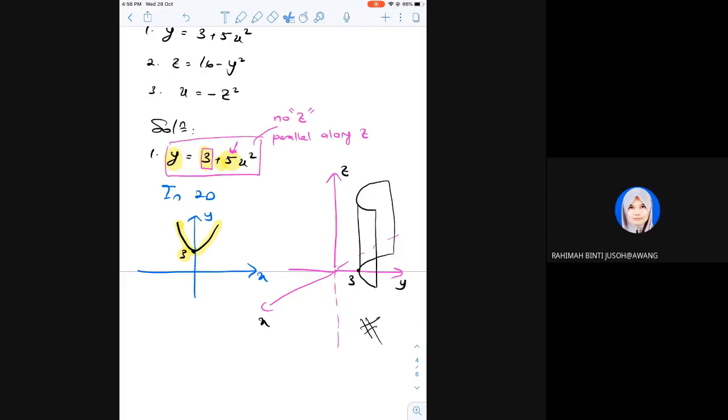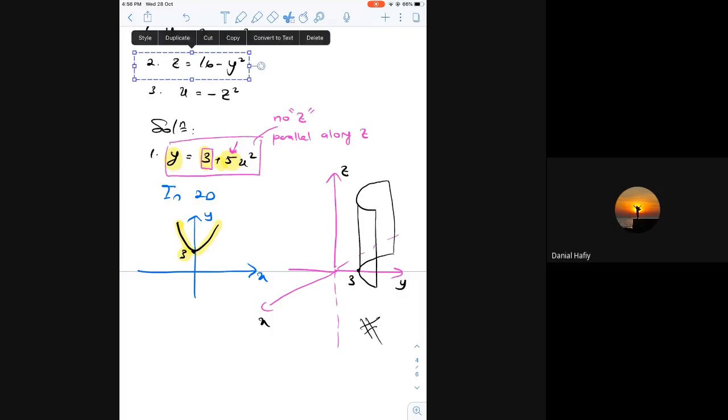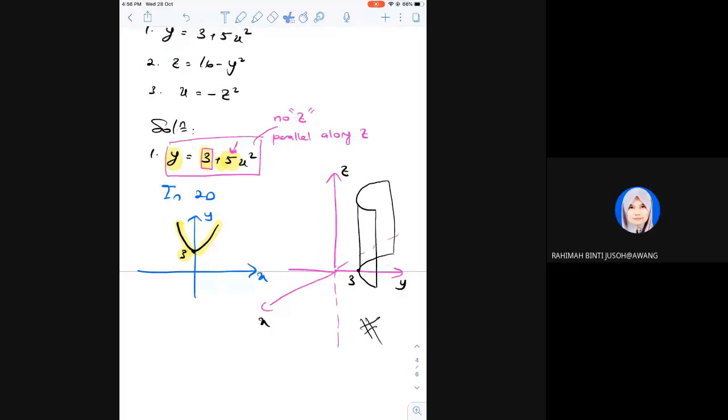Faham ke tak ni? Doktor. Yeah. Is it okay for us to draw at the negative Z? Yes, of course, sure. You can expand it either upward or downward or both sides. All are correct as long as the parabolic cylinder is parallel with respect to the Z axis. Macam tu.